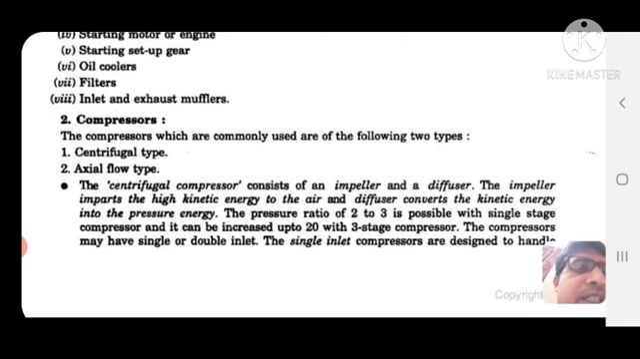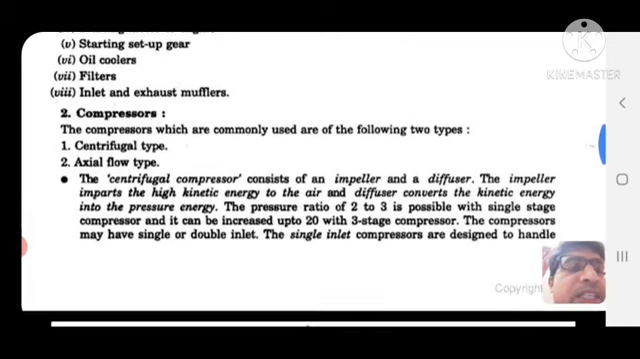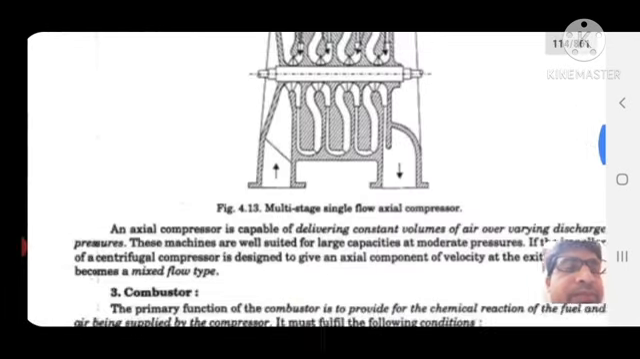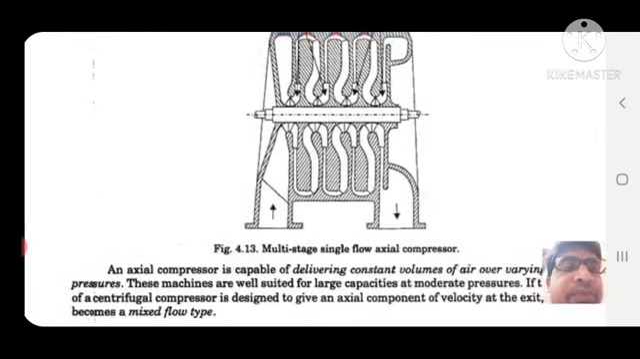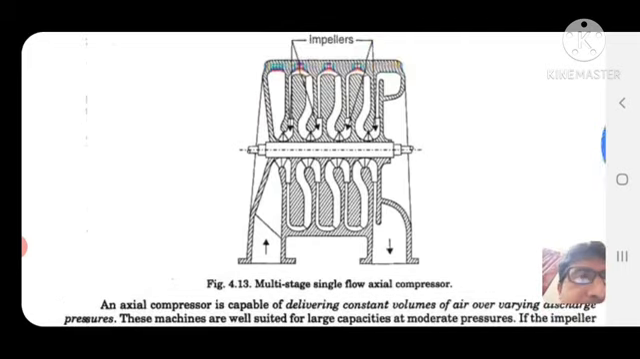A pressure ratio of 2 to 3 is possible with a single stage compressor and it can be increased up to 20 with a 3 stage compressor. The compressor may have single or double inlet. This is the axial flow compressor, a multi-stage single flow axial compressor. This one is the impeller.